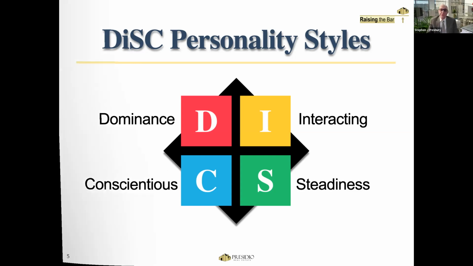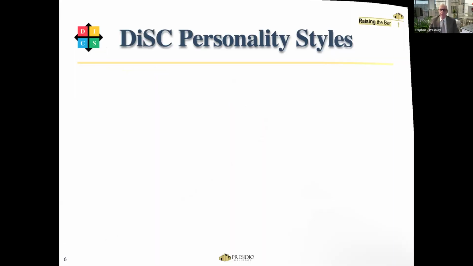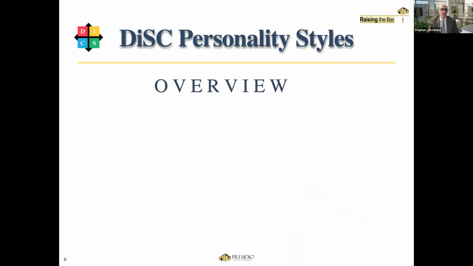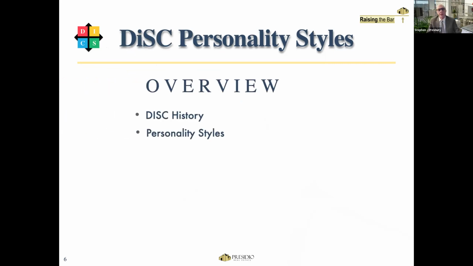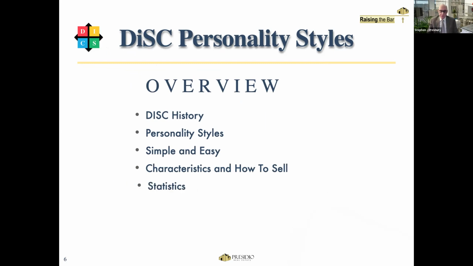All right, so let's see what we can learn. We'll talk about the history first, because it's quite interesting to see how this has been put together. What we'll try and get done in the next couple of hours, and we're a little bit behind time, so I'll scoot along a bit quicker, is we'll talk about the DISC history, we'll talk about personality styles, and the way in which these are created. Very simple, very easy to understand. We'll talk about characteristics and how to sell to them. And we'll also look at some statistics, which are quite interesting. We'll have a bit of fun with the animal kingdom, and we'll finish up with the Ask Ford questions.